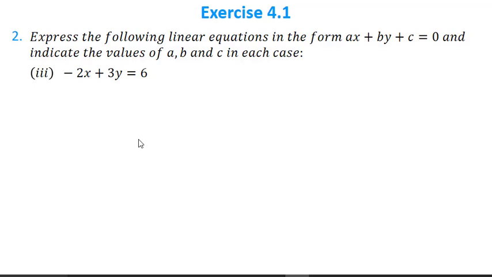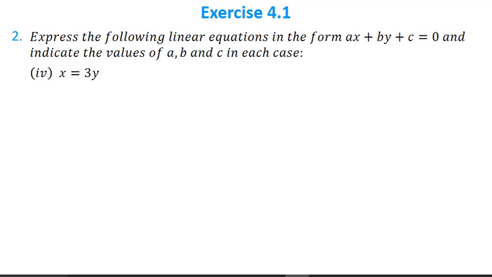Third problem is minus 2x plus 3y equal to 6. Now this problem you can solve yourself. Here you have to compare this equation with ax plus by plus c equal to 0. So you first bring 6 to the left hand side and compare and get the values. You will get a as minus 2, b as 3 and c as minus 6.